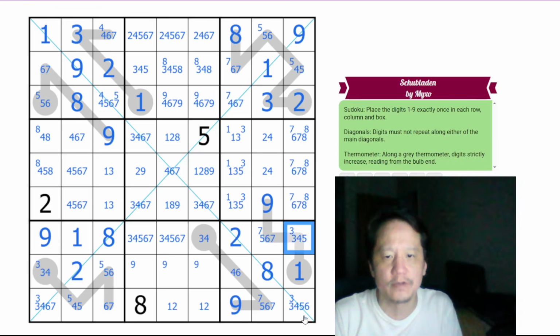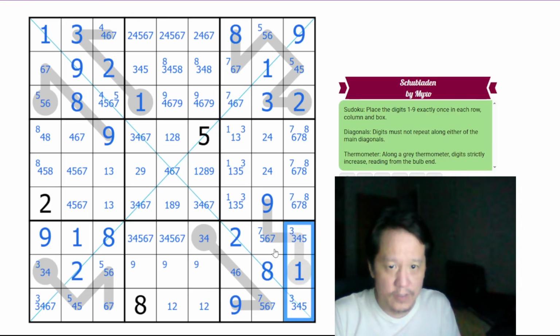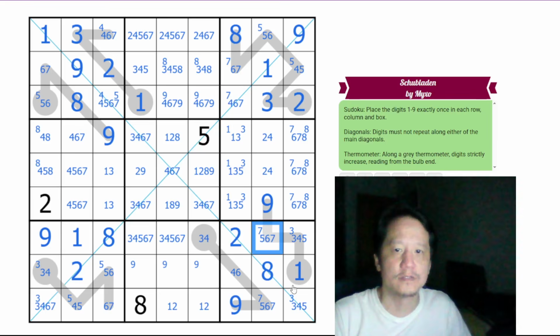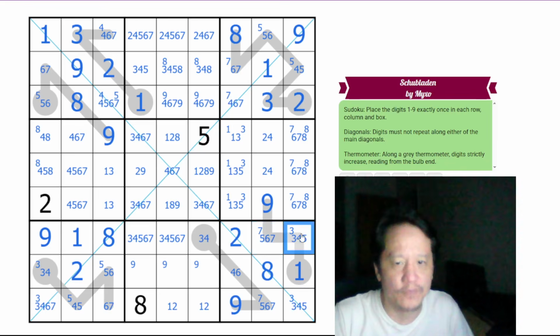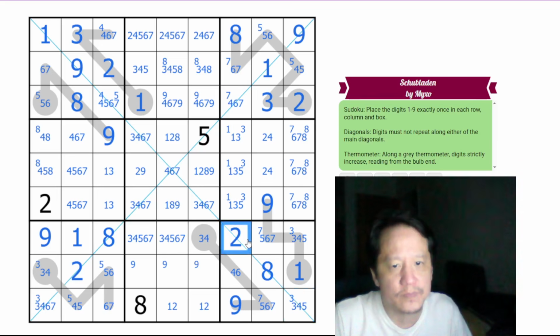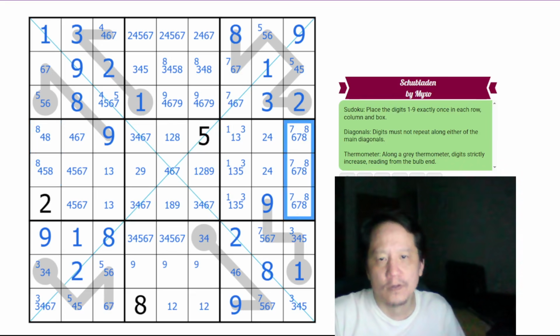I don't know what's going on here. So that means this is 3 with 4 or 5. We have a guaranteed 4. Well, we don't, actually. Never mind. We have a guaranteed 8 there. So this is 6, 7, 8 as a triplet.